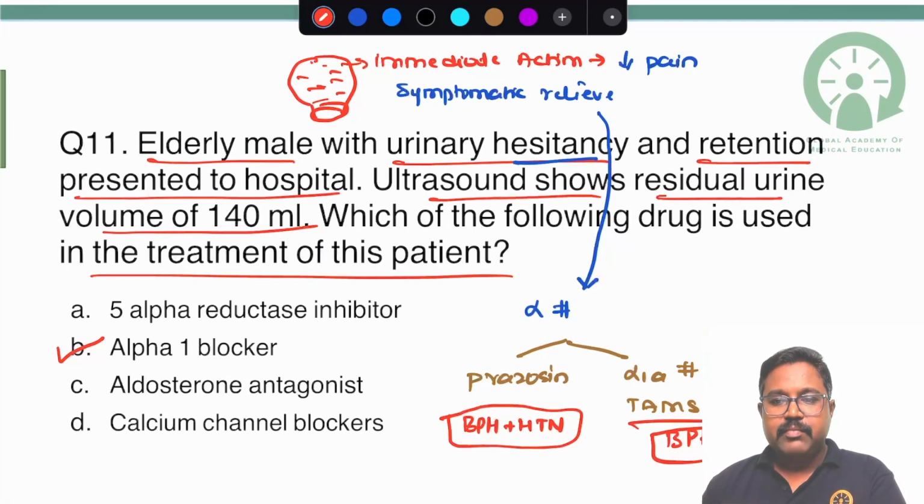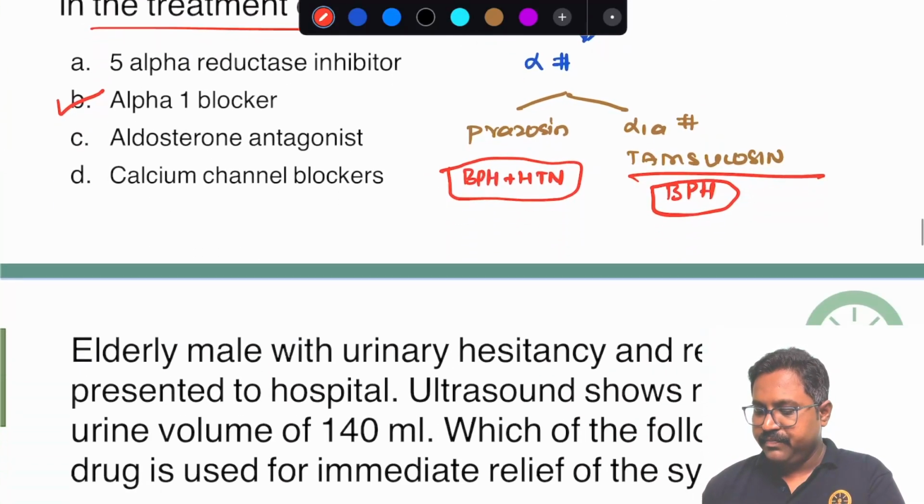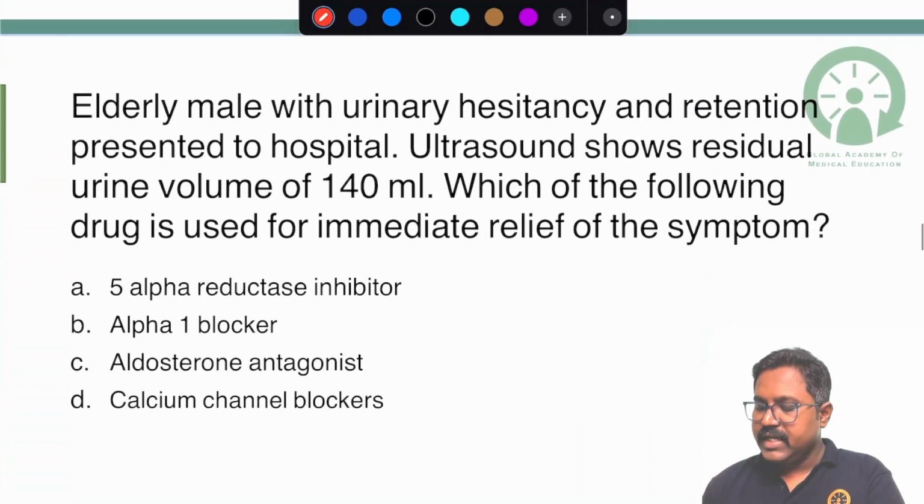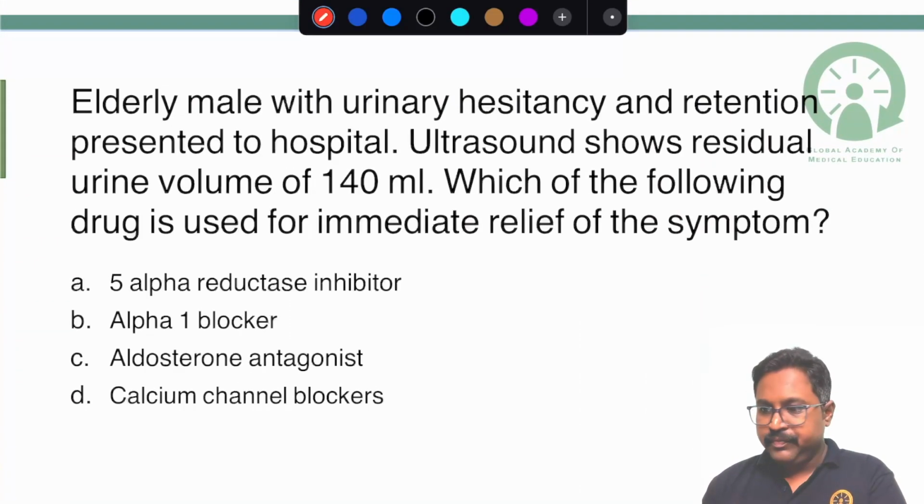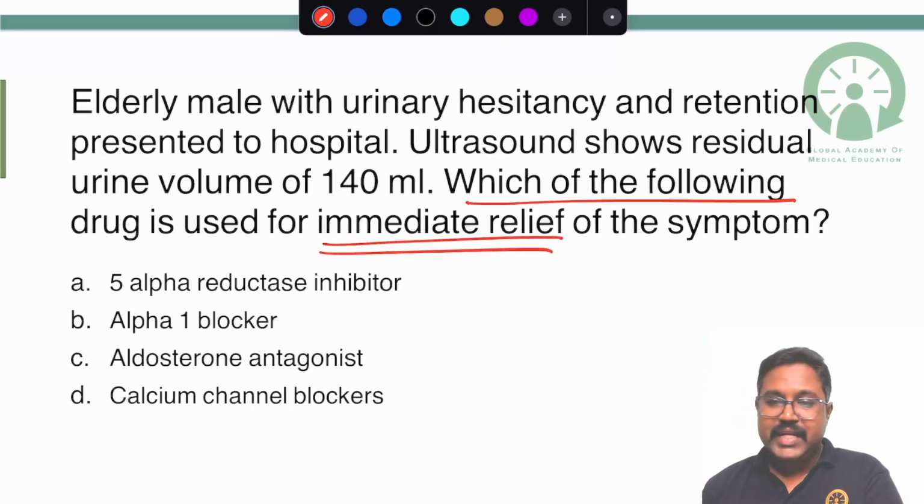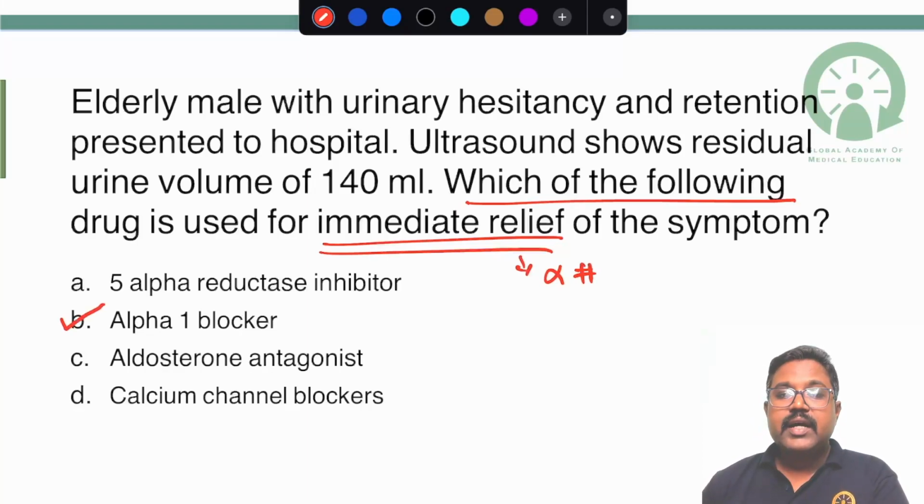If the question is framed in such a manner, you should opt for the different options. So if the question changes to, which of the following drug is used for immediate relief? What will be your answer? Immediate relief, it is your alpha blockers. So the answer will be your alpha blockers.